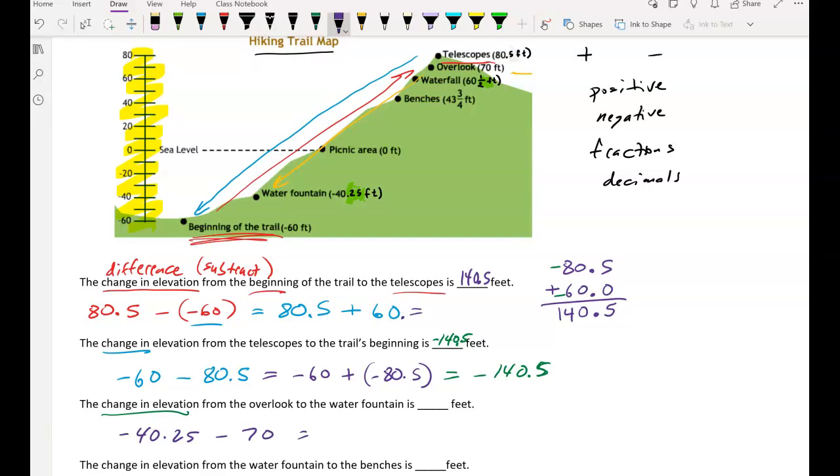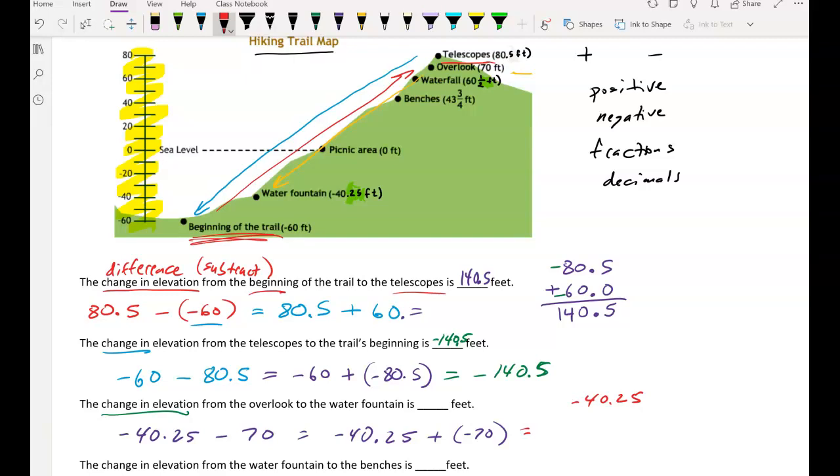All right, subtraction, right, because we're finding the change in elevation, which is the difference, which means we're going to subtract negative 40.25 minus 70. Subtraction is adding the opposite, so that's negative 40.25, plus the opposite of 70, which is negative 70. I'm adding two negatives. So, of course, when I add two negatives together, I'm just going to have a larger negative. So I'm just going to add 40.25 and 70.